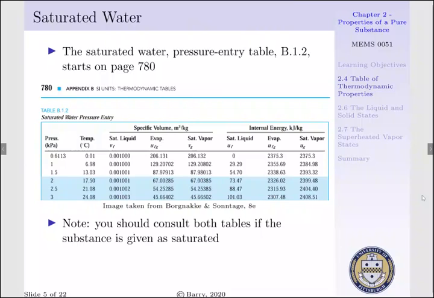The saturated water pressure entry table, B.1.2, starts on page 780. Note that the first column is our pressure entry, and the second column is our corresponding saturation temperature. Now, if we have a substance existing in the saturated state, we should consult both tables.